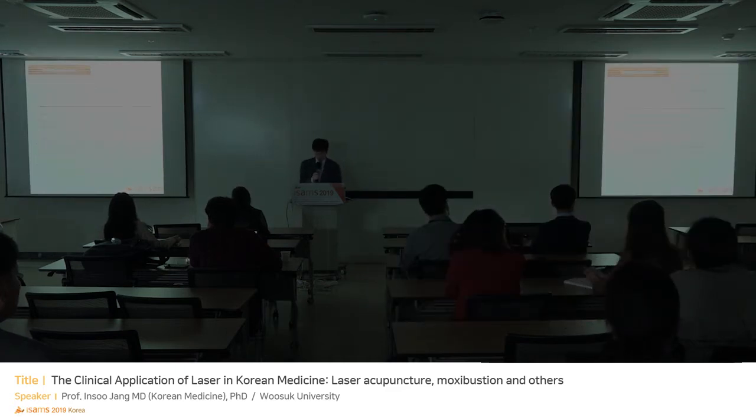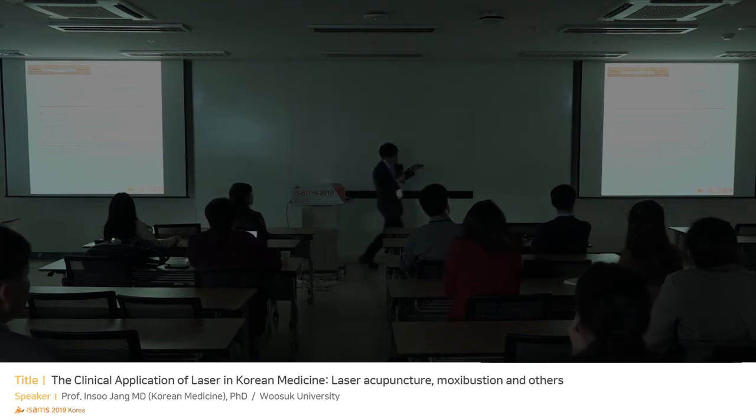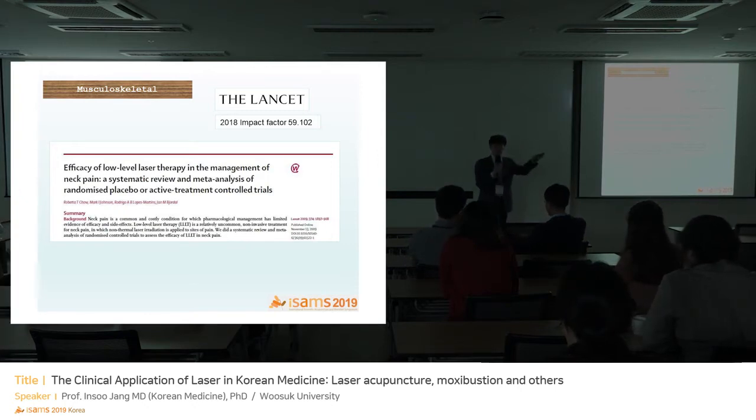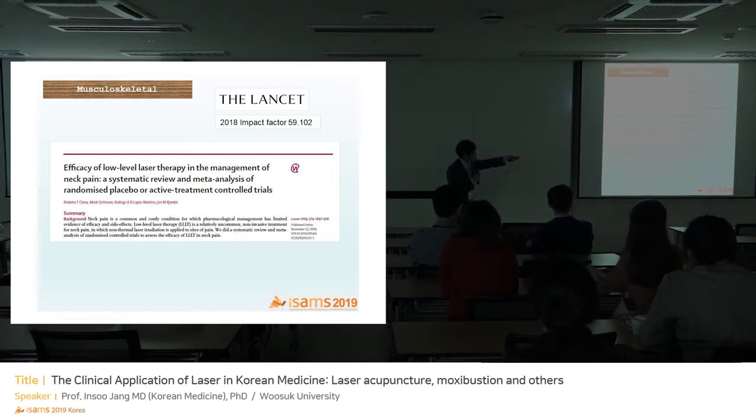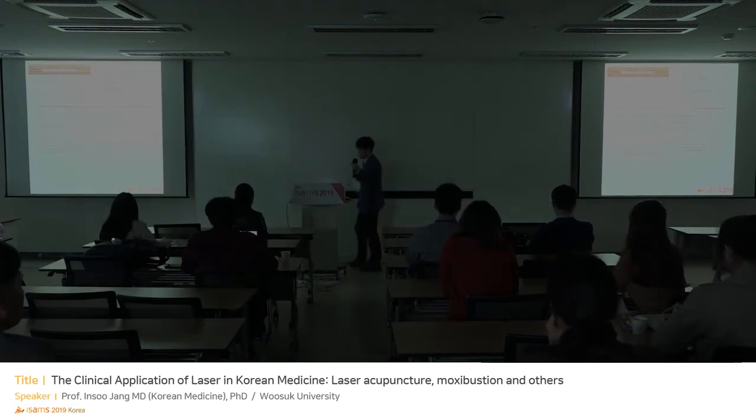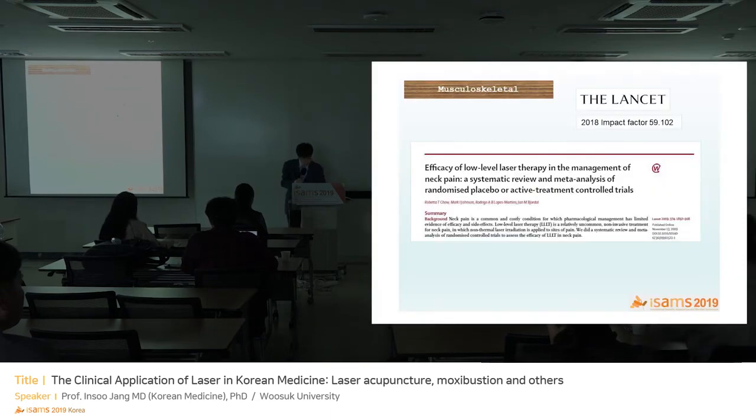Let's check the paper. Can you see the paper on low-level laser therapy in the management of neck pain? It was published in the Lancet. You know that the Lancet is one of the top three general medical journals. The impact factor is 98 point something. The top is the New England Journal of Medicine, around 70 point, and the next one is JAMA. And in this paper, Roberta Chow summarized the effect of low-level laser.